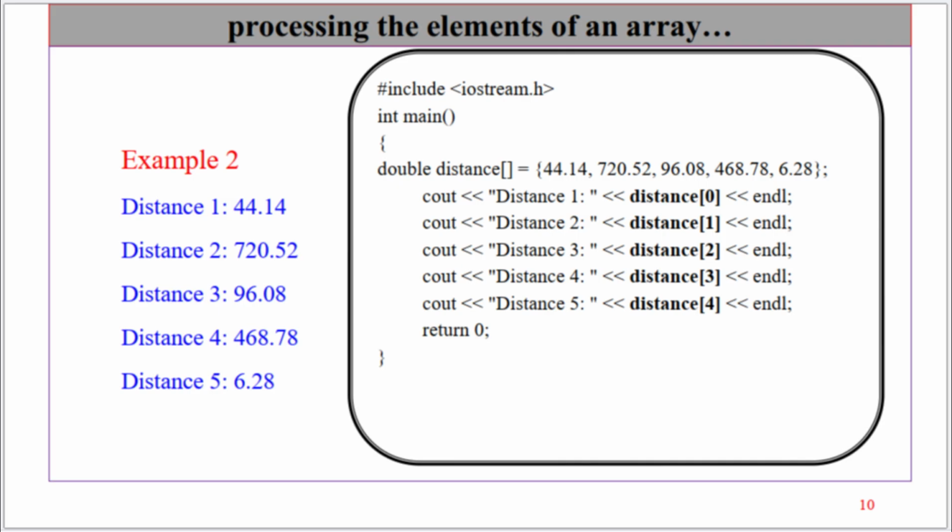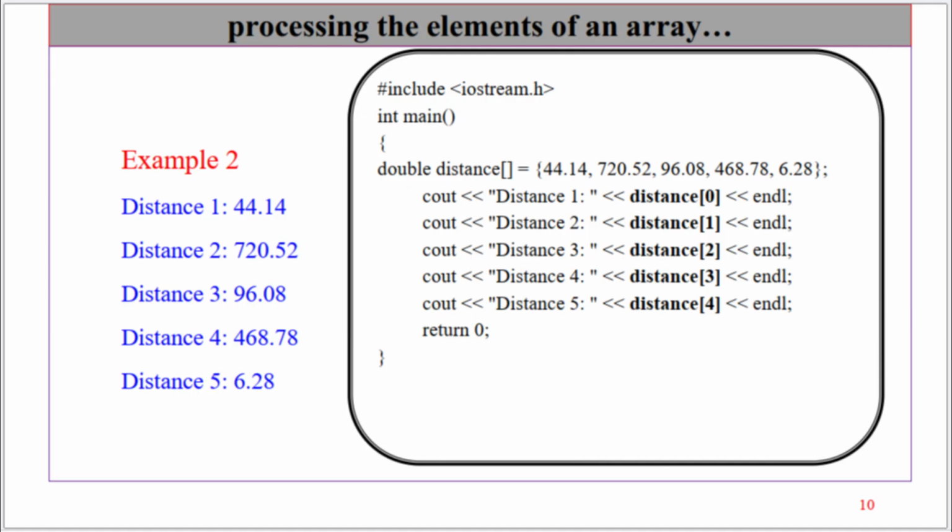Processing the elements of an array. Example 2. Distance 1 is 44.14, distance 2 is 720.52, distance 3 is 96.08, distance 4 is 468.78, distance 5 is 6.28.